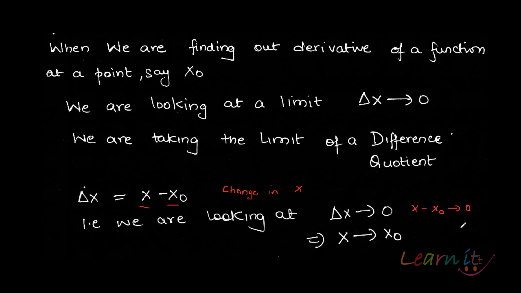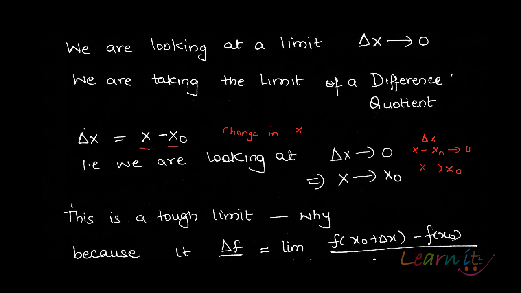So what is happening is that we are looking at what happens when x and x naught are almost the same. So actually, x is tending towards x naught. Instead of writing x minus x naught or delta x tends to 0, I can even write that x tends to x naught. Now this is a very tough limit.